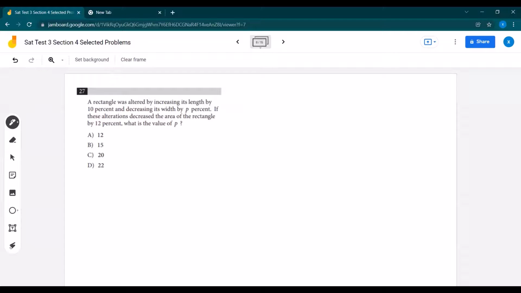All right, 27. A rectangle is altered by increasing its length by 10% and decreasing its width by p%. And these alterations decrease the area of the rectangle by 12%. Then what is the value of p?